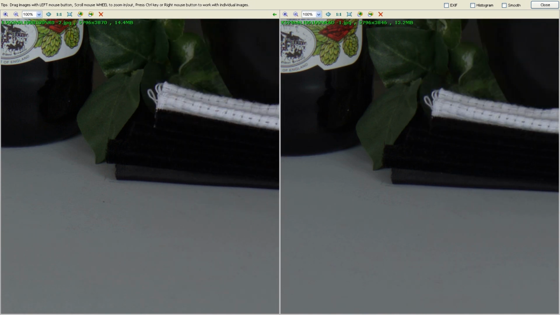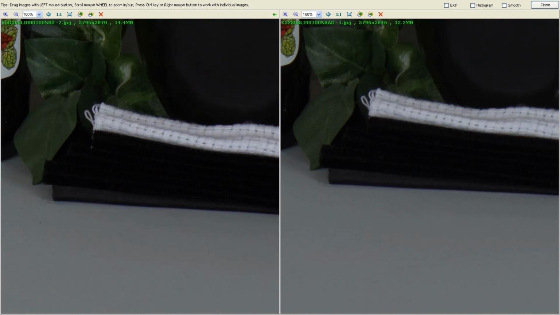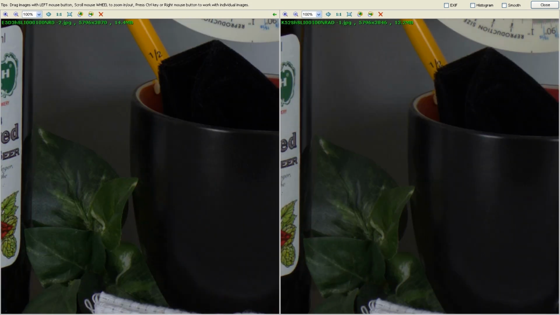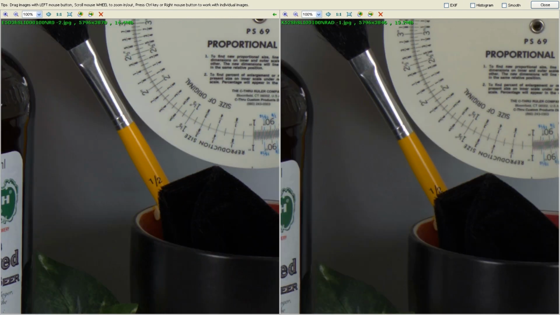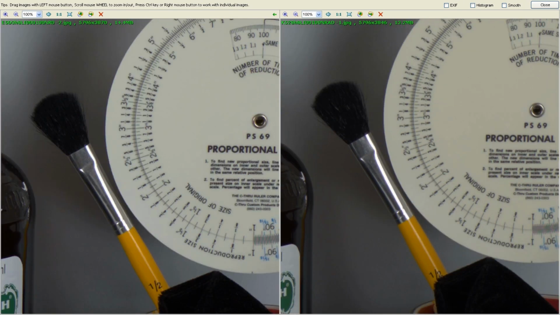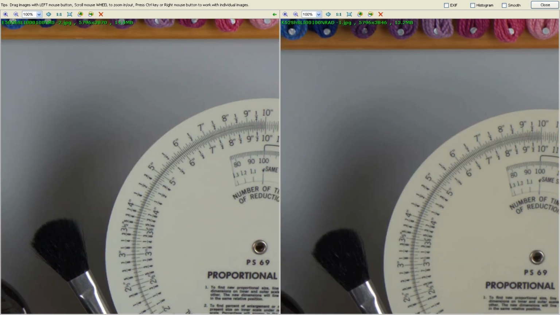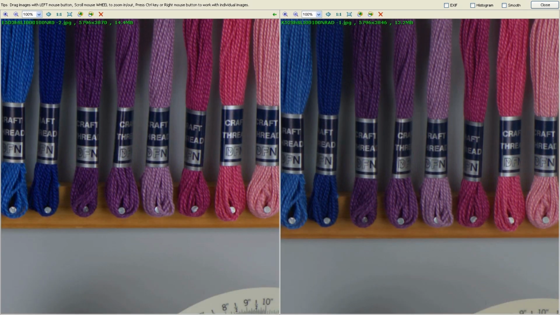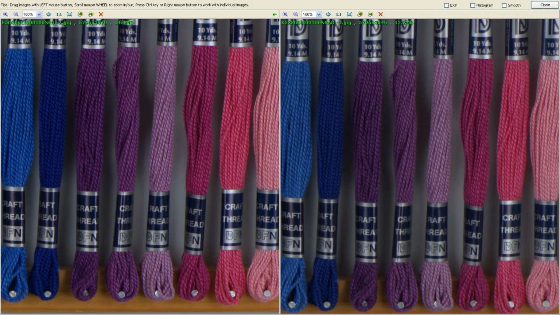All right, so first off, let's talk about the sensors here. The Canon 5D Mark III is a premier unit within the Canon lineup. It's been very successful, it's been very popular, a lot of people like it. It is built upon the success of the Canon 5D Mark II.